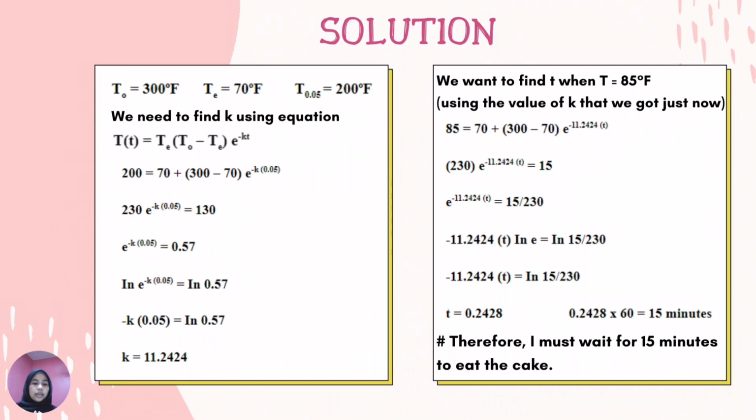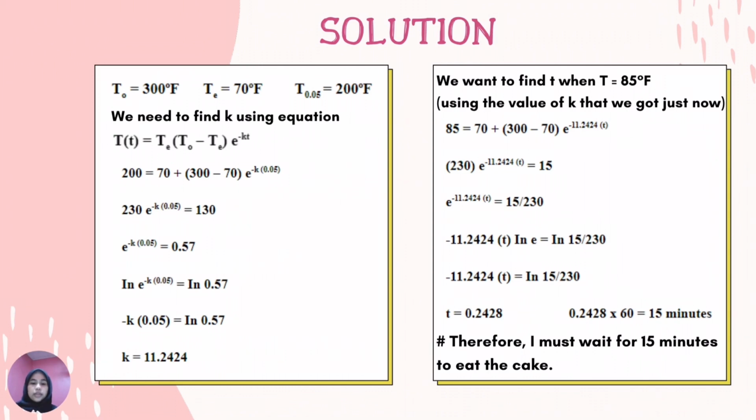So we will get k equal to 11.2424. We want to find T when temperature equal to 85 Fahrenheit. So using the value of k that we got just now, we put back in the equation, and after simplifying it, we will get e to the power of negative 11.2424 T equal to 15 over 230.